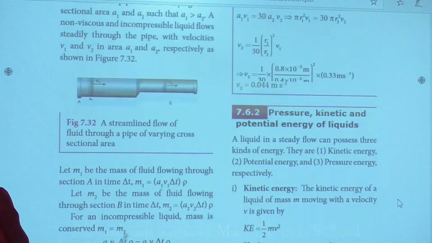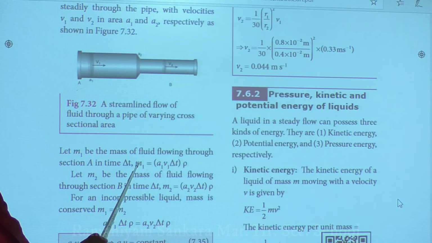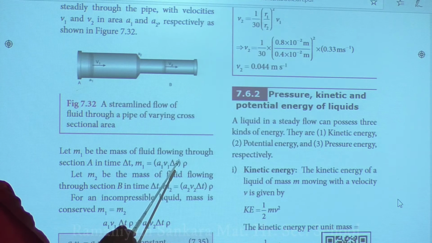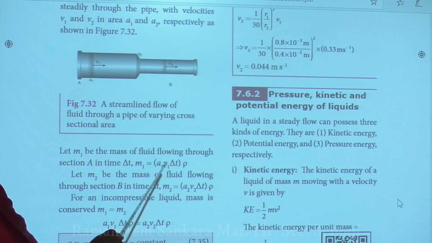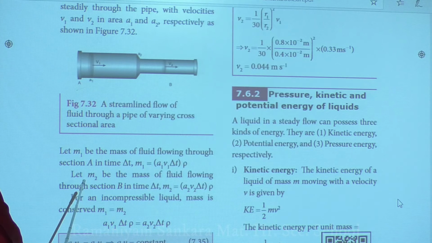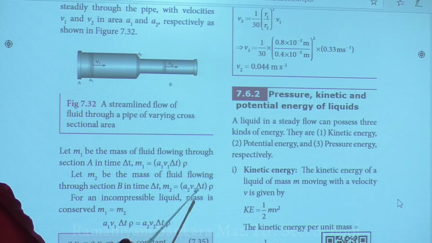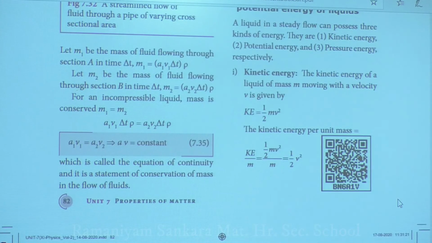Let M be the mass. What's the formula? M equals volume into density. Volume is what? Here, area into height: A1, V1 into delta T. Here they take the velocity V1 as the length, and the time is also multiplied. So for M2, same formula: A2, V2, delta T, rho. Both are equal, so rho cancels, delta T cancels. A1 V1 equals A2 V2.